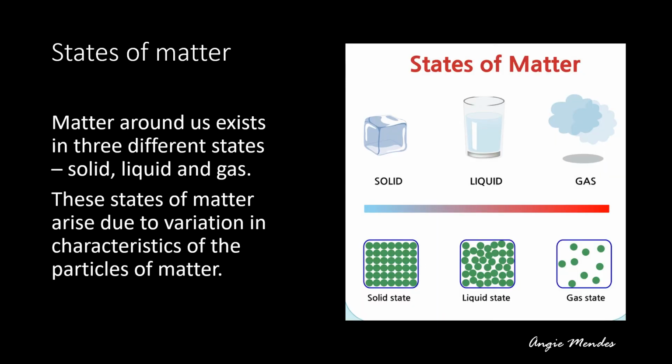This brings us to the next subtopic, that is states of matter. Matter around us exists in three different states: solid, liquid, and gases. These states of matter arise due to variation in characteristics of particles of matter.